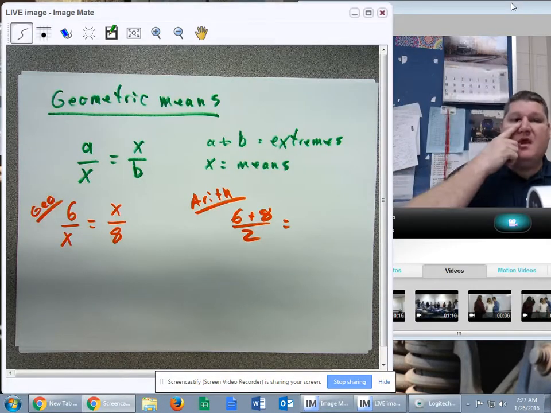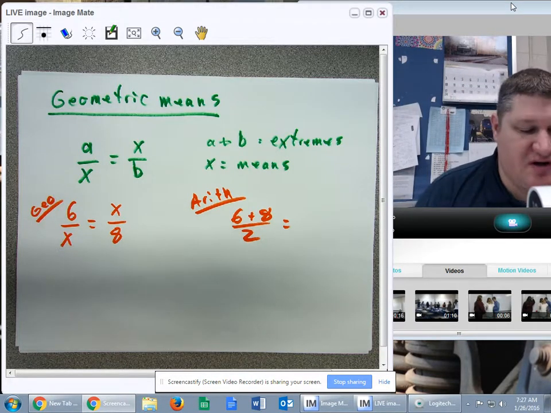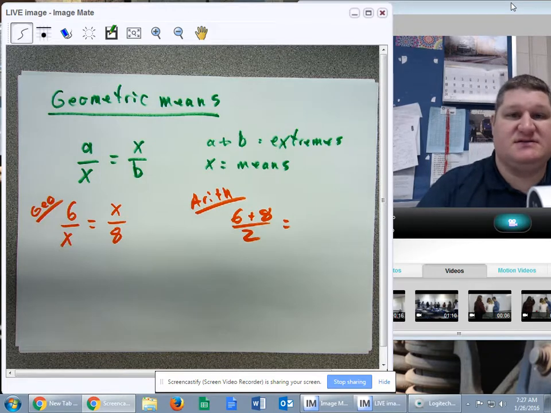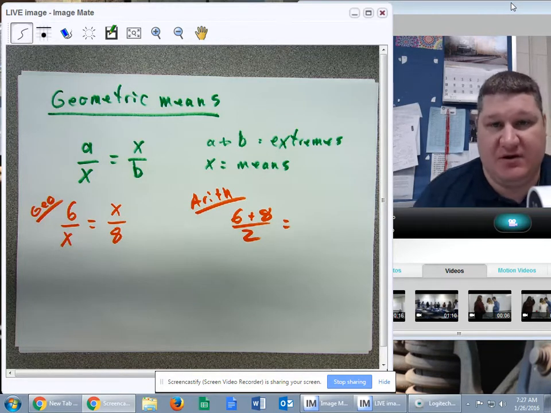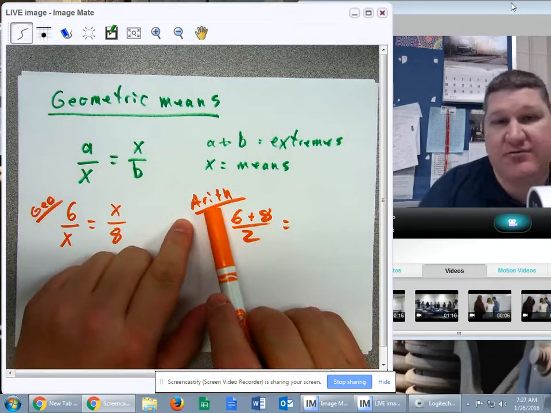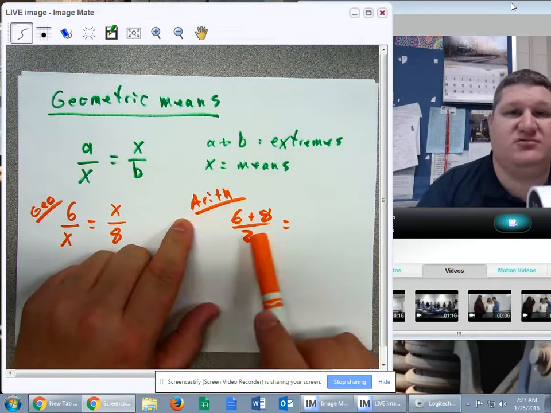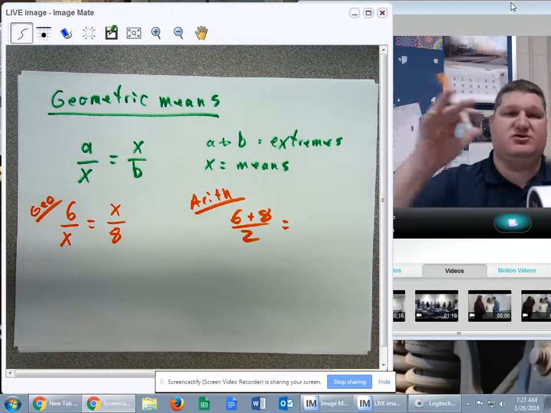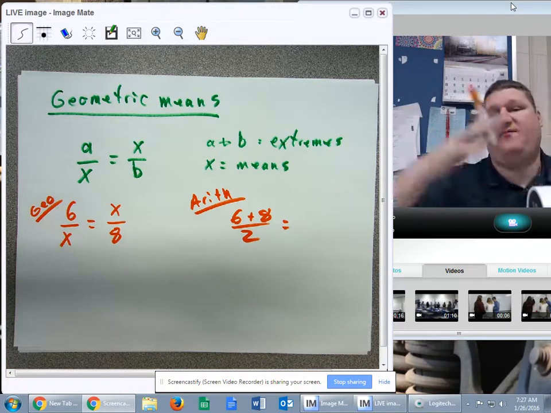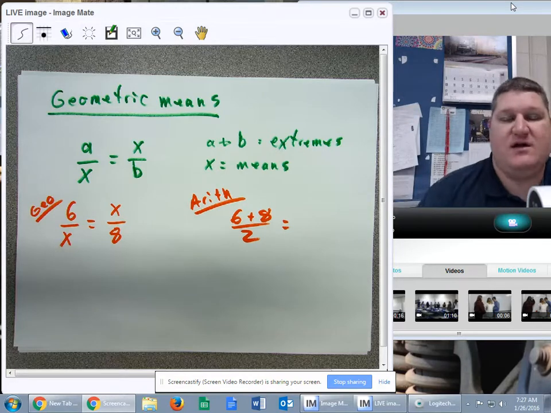Okay, ladies and gentlemen, let's talk about geometric means. Geometric means is something where we talk about means, which is an average. Now, normally when we talk about the mean, we're talking about the arithmetic mean. The arithmetic mean is where you add up two numbers and then divide by two if you have two numbers. If you have three numbers, you add up three numbers, you divide by three. You add up five numbers, you divide by five, and it gives you an average.